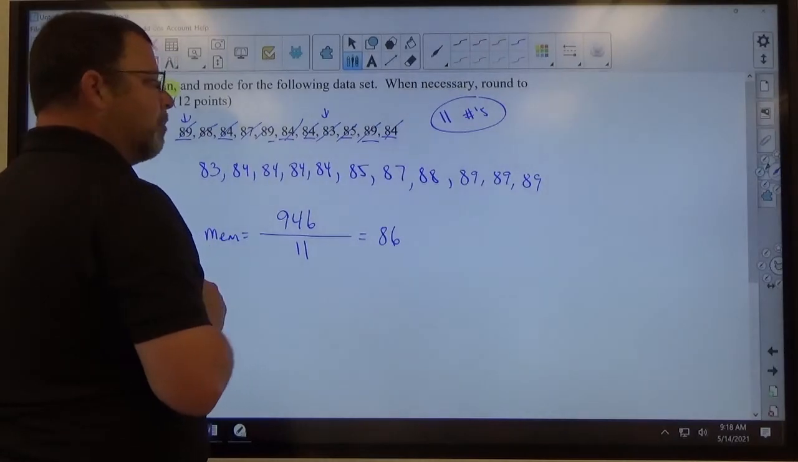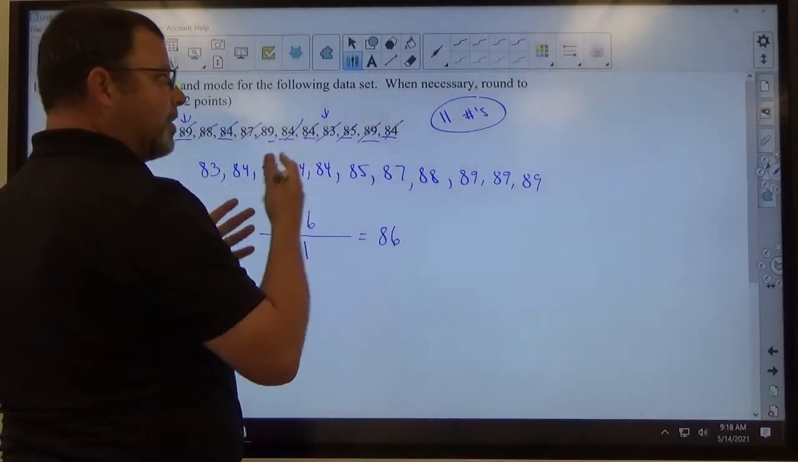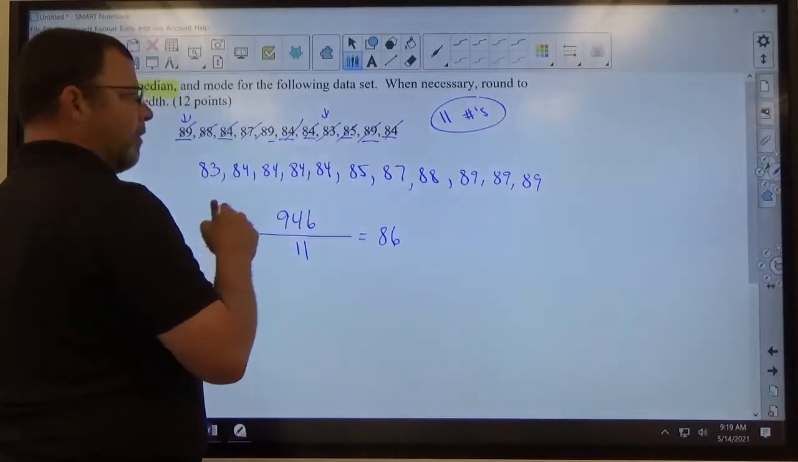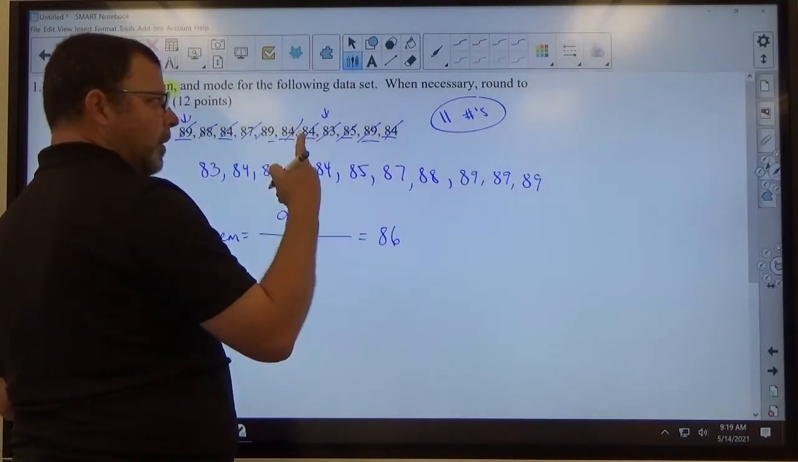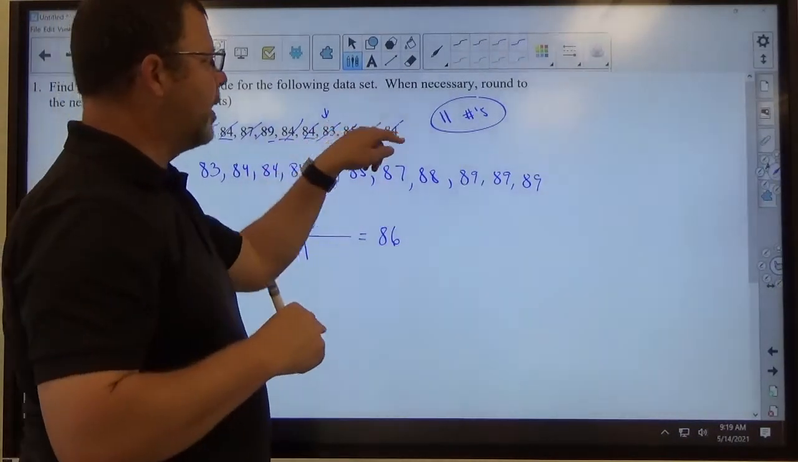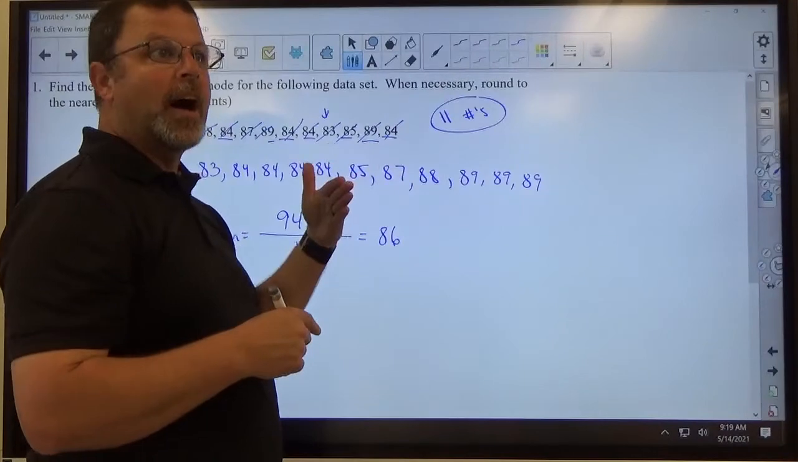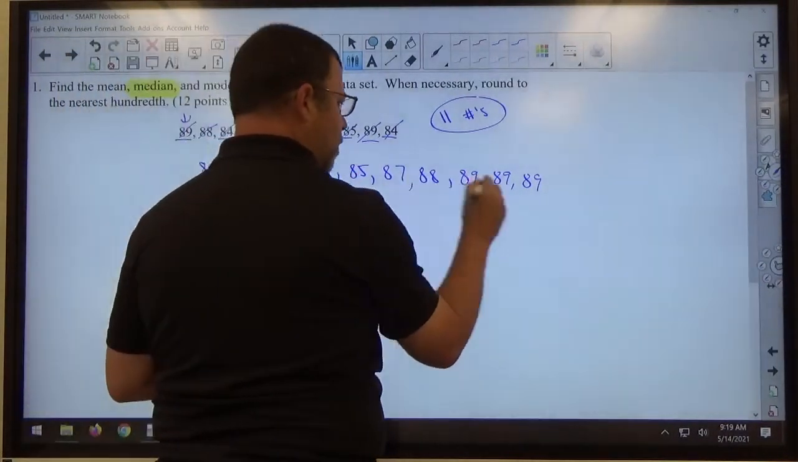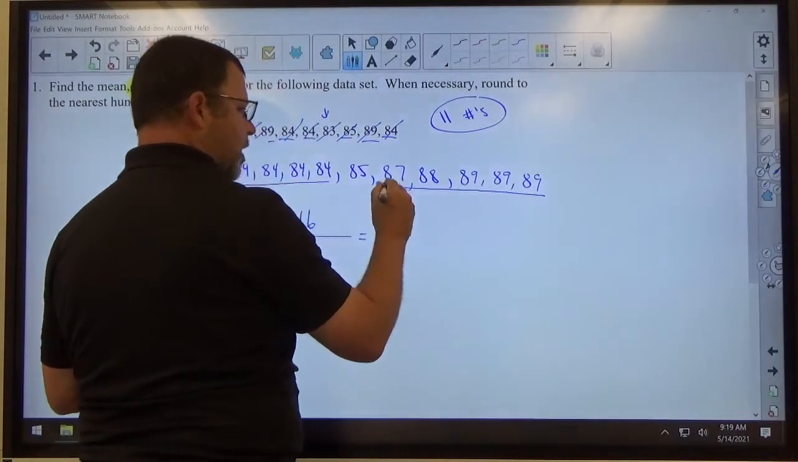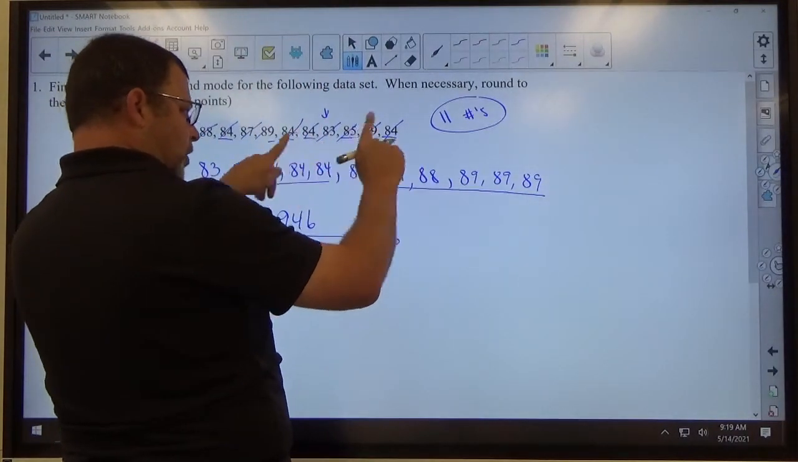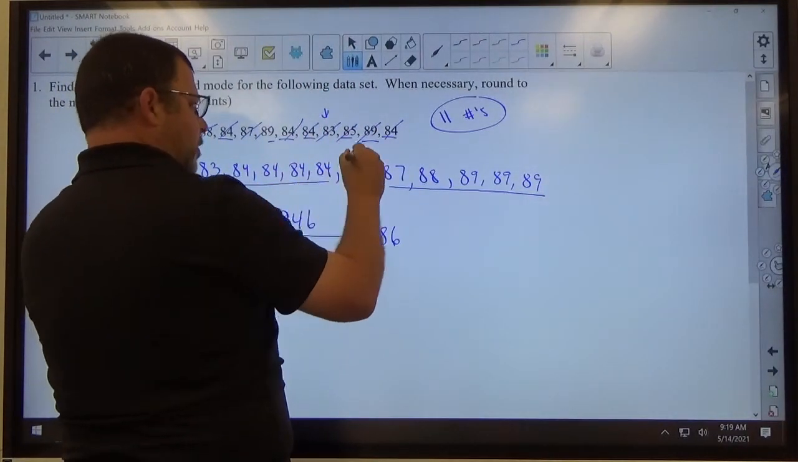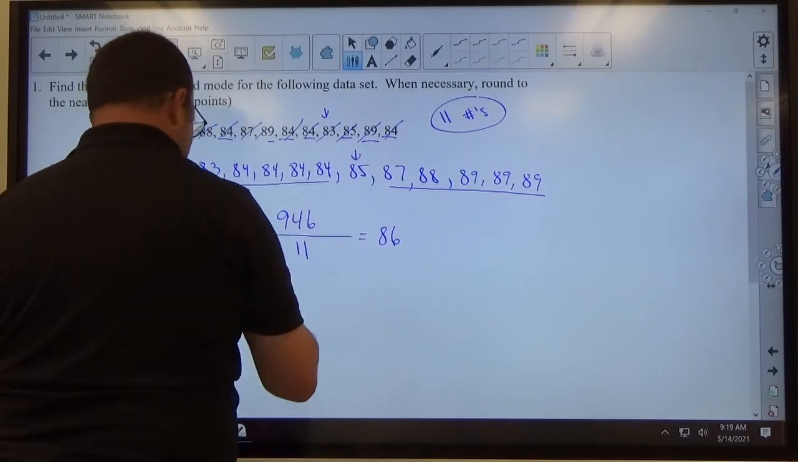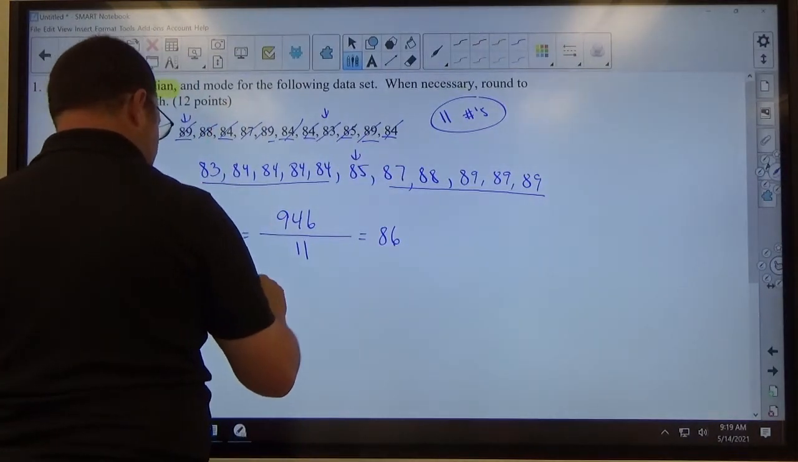For median, we need the middle. For an odd set of data, there's one middle. For 11, if you take away 1 from the odd number, that's 10, half of that is 5. So 1, 2, 3, 4, 5, and 1, 2, 3, 4, 5. That's how many numbers will be on either side of the middle number. So this is the middle number, and the median is 85.